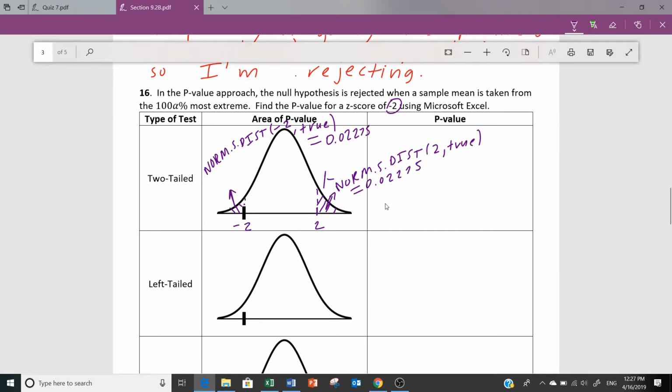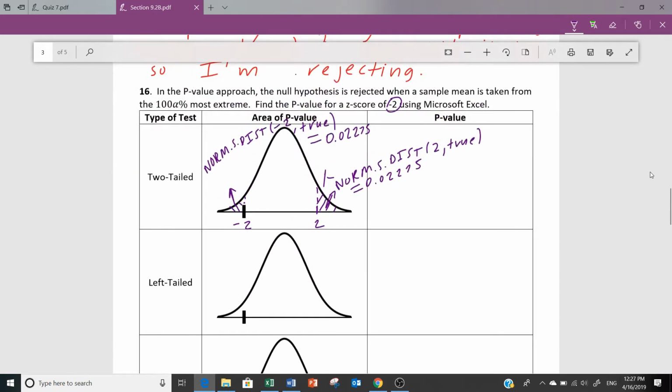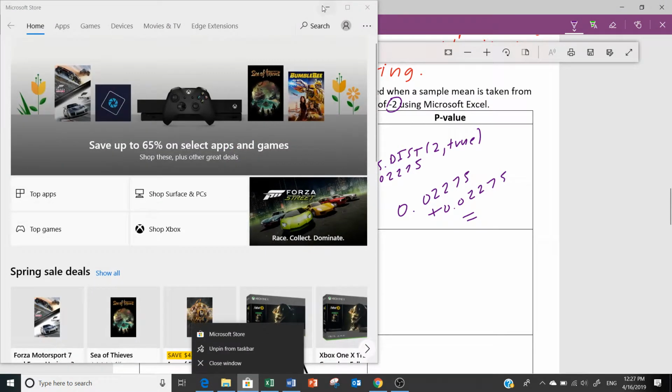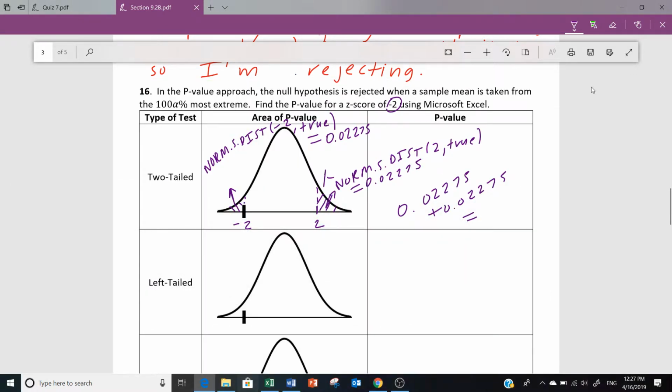Why do we find two different values? What are we doing with those two values? We're adding them together, just like over here. We had 2.5% on the left, and 2.5% on the right. We took those two and added them together to get 5%. Same thing here. You have to add them together. So your p-value is 0.02275 plus 0.02275, equals this plus this, 0.0455. That's the final answer.